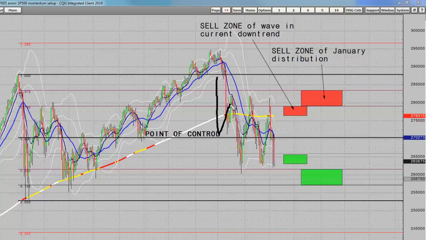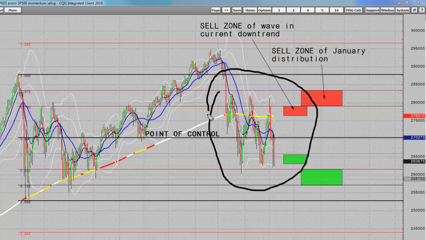And then the price action since really has been just from the sell zone back to the point of control, to the buy zone, back to the point of control, sell zone, back to the point of control, buy zone, sell zone, and here we are right now. So all of this price action now makes sense.